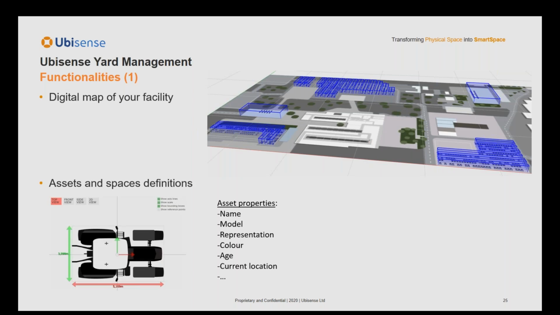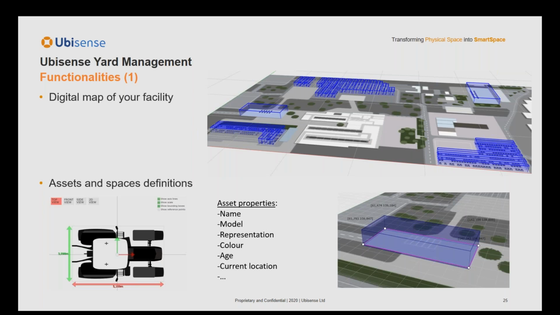Then we will define the different assets you want to track. Here, for instance, a tractor with its size and colors and model and so on. It will have some properties: a name, a model, color, some age, the current location, and any property you may have in your company related to that. Usually we get those properties through some integration with existing IT systems like ERP or MES to populate the data model.